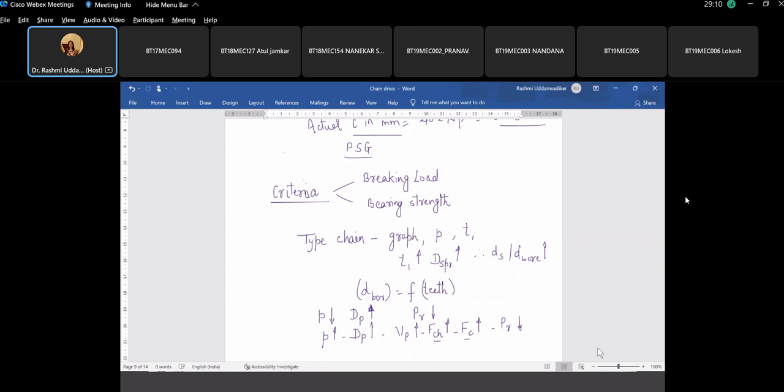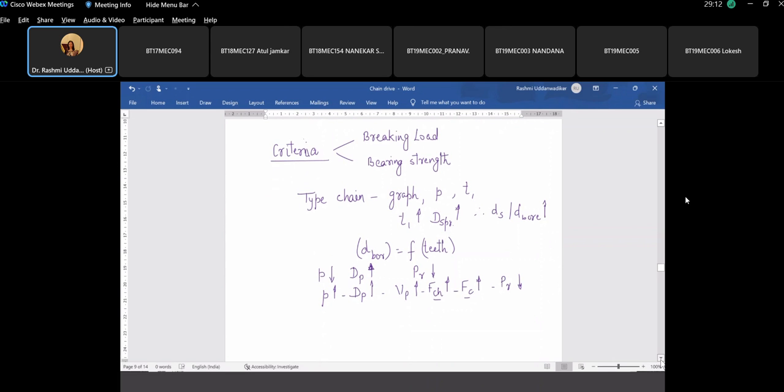I am just writing in terms of numbers. You have to make it statements. So we have to be very careful with selection of pitch. You cannot randomly increase the value of pitch, or you cannot decrease the value of pitch. And hence proper selection is very important.